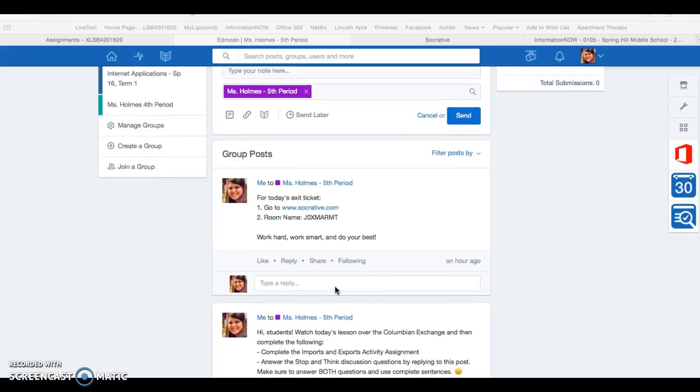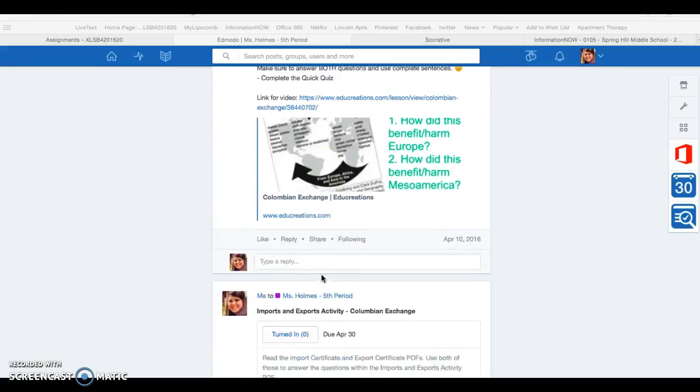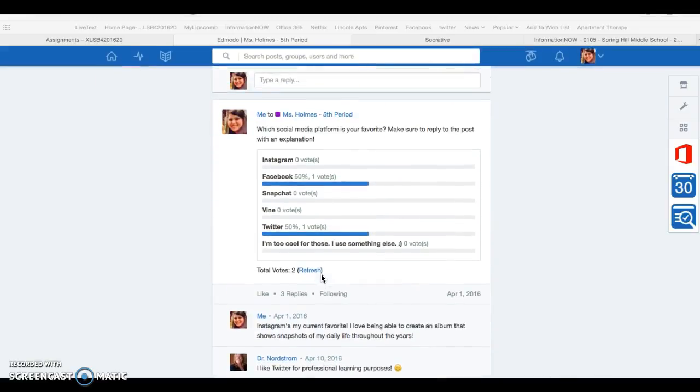When we scroll down, the newest posts are at the top, so we would need to go all the way down for our first post. Since Edmodo is very similar to Facebook and I wanted a short learning curve with my students, one of the first things that I did was set up a poll for them to take. Polls are an option on Facebook as well as the reply back feature. This poll asks my students which social media platform is your favorite. Make sure to reply to the post with an explanation.